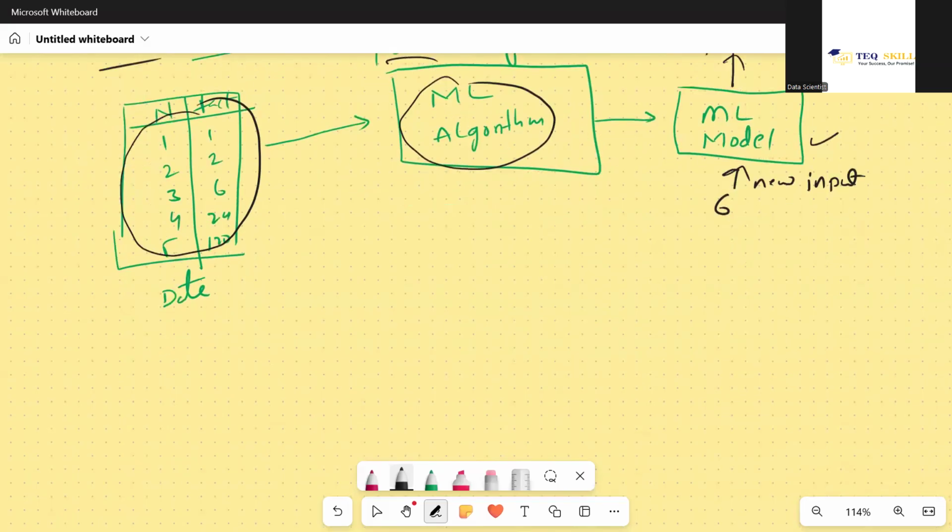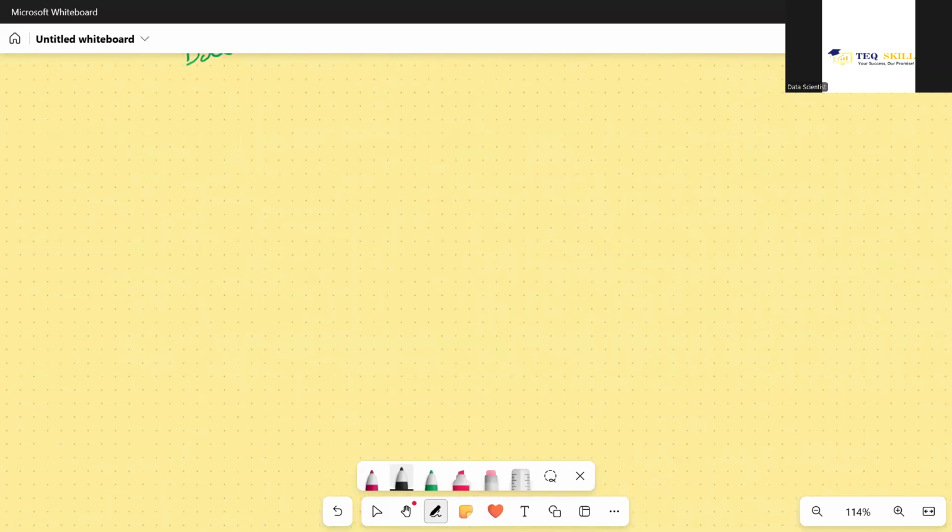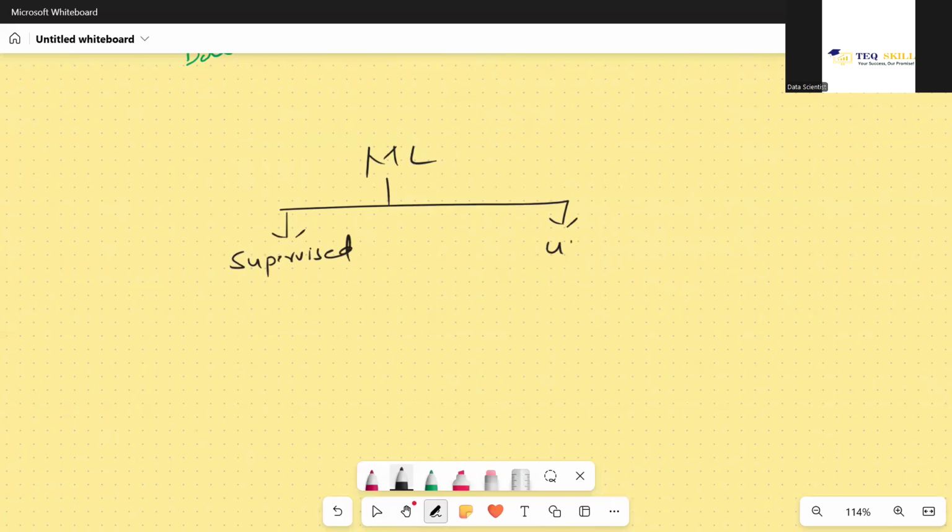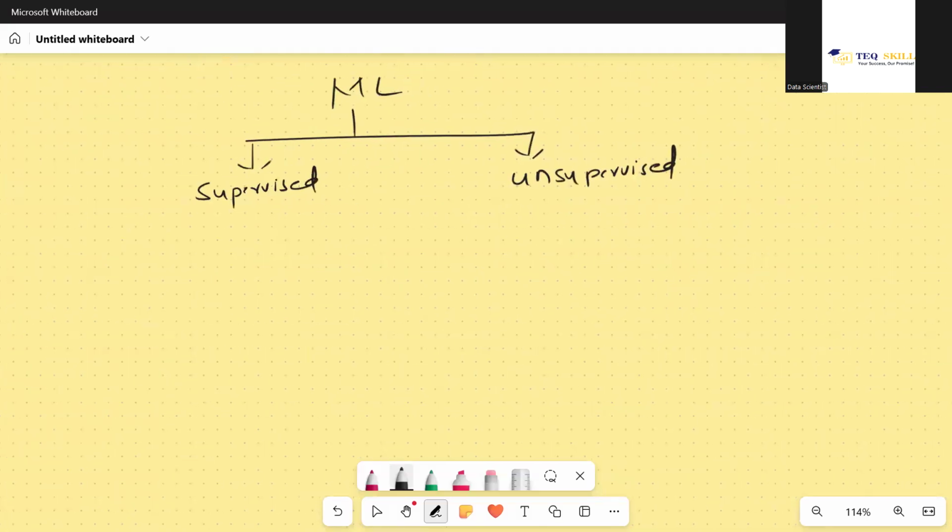There are two types of machine learning algorithms. How many types? Two types. What are those? Supervised, unsupervised. Have I discussed this particular concept ever? No. Yeah, in the previous class you told us that classification will come under unsupervised. Yeah. So supervised means, it's a very simple thing.